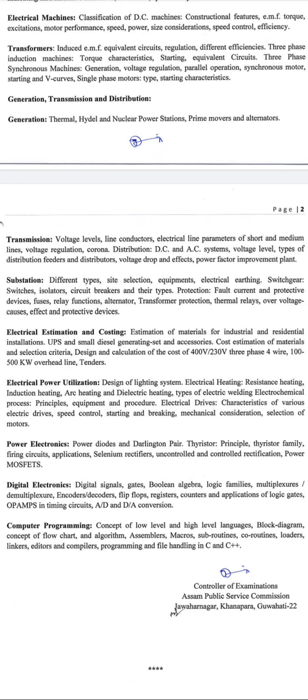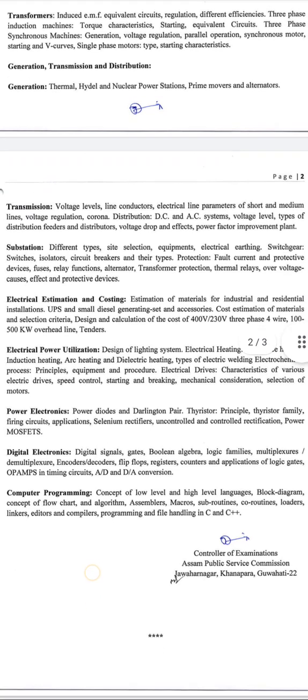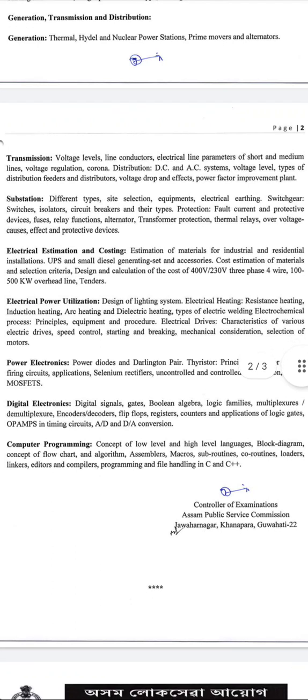Thyristor principle, thyristor family, firing circuits, applications, selenium rectifiers, uncontrolled and controlled rectification, power MOSFETs. Under digital electronics: digital signals, gates, Boolean algebra, logic families, multiplexers, demultiplexers, encoders and decoders, flip-flops, registers, counters, and applications of logic gates, op-amps in timing circuits, AD and DA conversion.